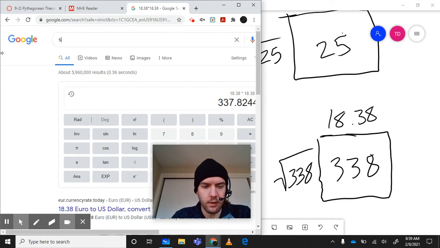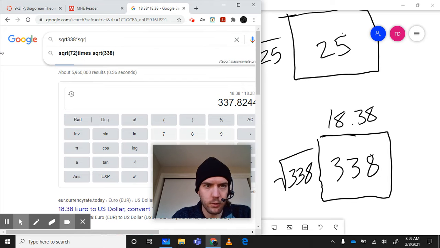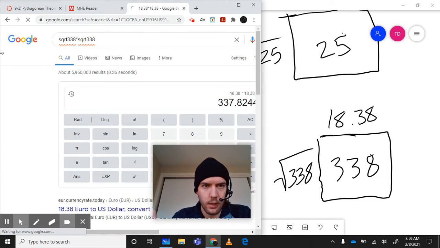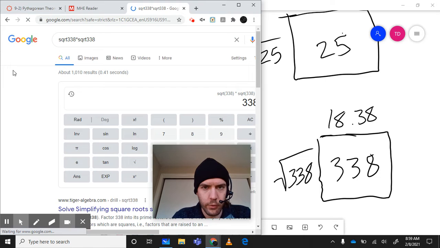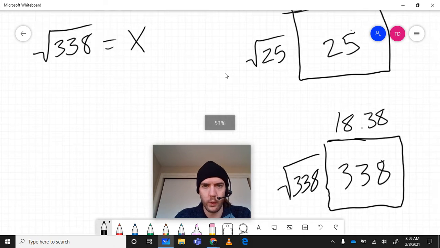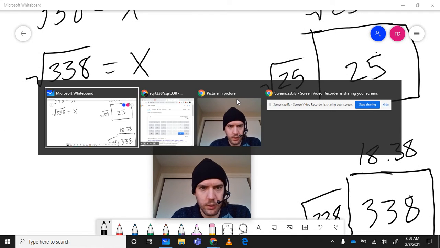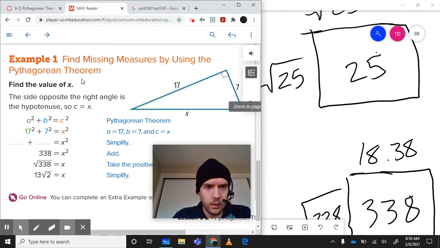This is actually the square root. So if I say square root of 338 times square root of 338, I'm just going to get 338. Okay, so we tend to want to use this symbol more than we want to use decimal values. And that is what is being shown in the problem over here. Square root of 338 is the answer they get for x after they go through the Pythagorean theorem.